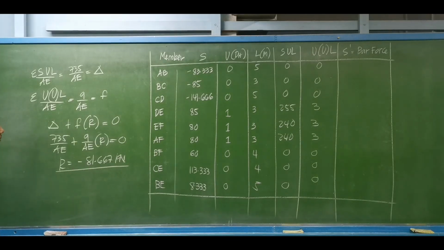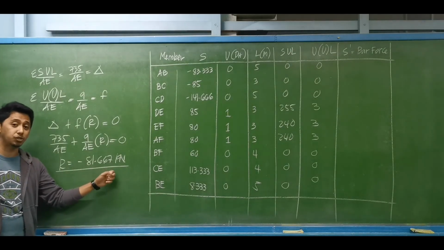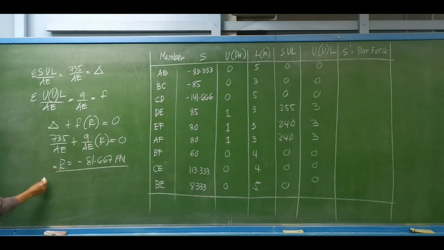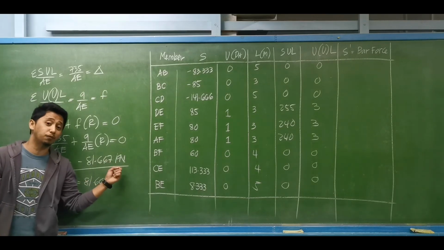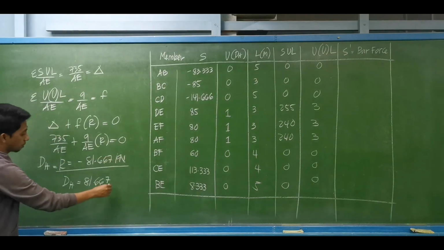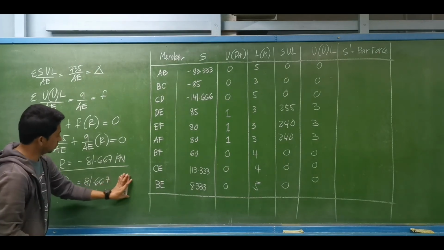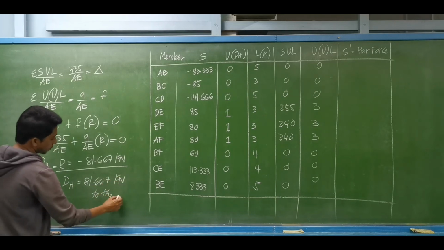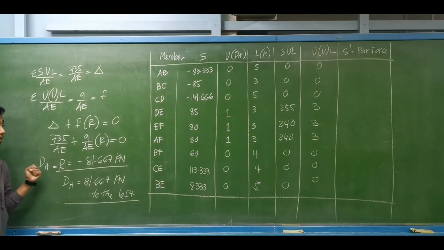So what does the negative sign mean? The negative sign indicates that we have a wrong assumption of the direction of DH. Take note that our redundant is the horizontal reaction at joint D, or at this hinge at D, which means the correct direction of DH is 81.667. Our assumed direction for DH is to the right, but its correct direction should be to the left. So 81.67 kilonewtons to the left is the horizontal reaction at the hinge support.